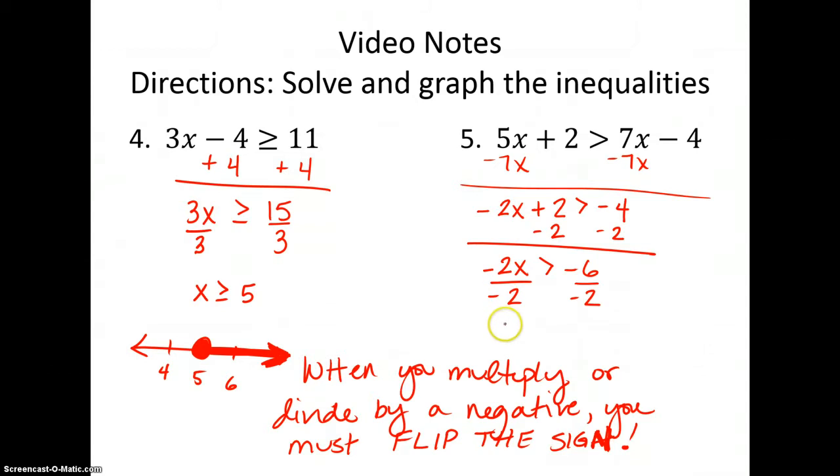So we're going to divide by negative 2, which leaves us with x is less than, because we flipped the sign, positive 3. So if we make our number line again, we've got 2, 3, 4. We are going to say everything from 3 and below, not including 3. So it's an open circle on 3.